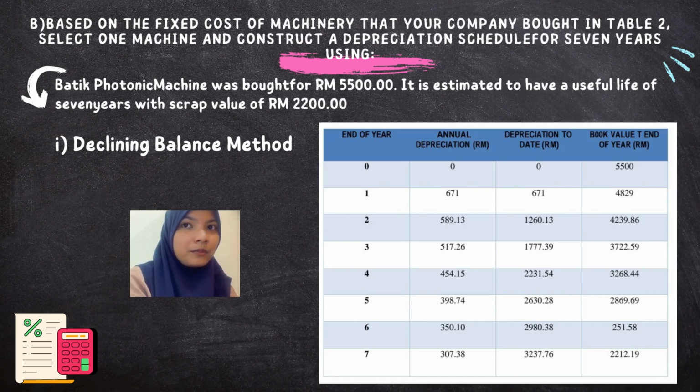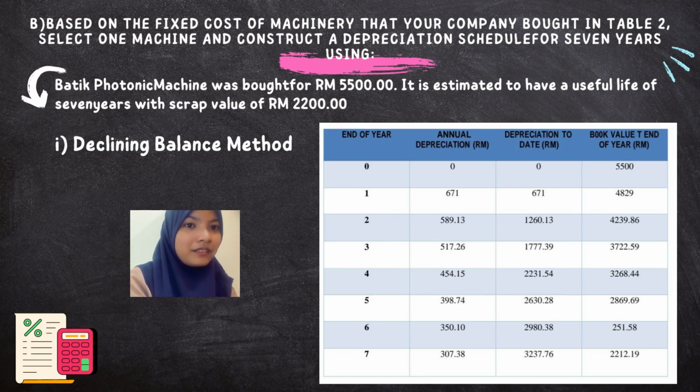To find annual depreciation, the formula is the cost of the item times the rate of depreciation, but before that, we will find the annual rate of depreciation, and the formula is R equals 1 minus the nth root of salvage value divided by cost. To find the depreciation to date or accumulated depreciation, the formula is DA equals C minus C in the bracket 1 minus R to the power of n. To find the book value at the end of the year, the formula is BV equals C in bracket 1 minus R to the power of n.